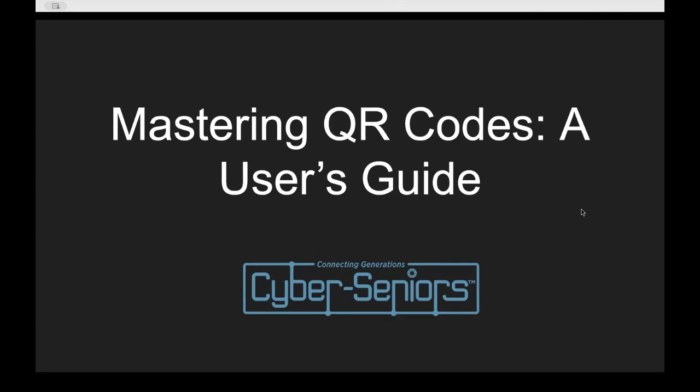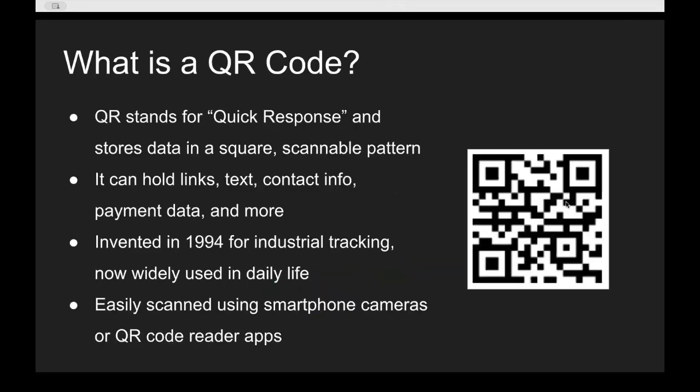Mastering QR codes, a user's guide. What is a QR code? QR stands for quick response and stores data in a square, scannable pattern. It can hold links, text, contact info, payment data, and more. Invented in 1994 for industrial tracking, it is now widely used in daily life. QR codes are easily scanned using a smartphone camera or QR code reader apps.